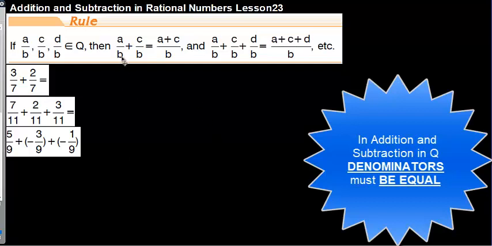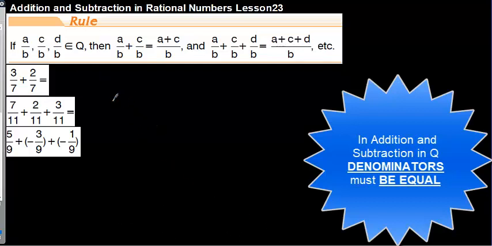If the denominators are not equal to each other, you cannot do addition and subtraction operations in rational numbers. If the denominators are not the same, you need to make the denominators the same, then you may continue your operation. Okay, then if there are three terms like a over b, c over b, and d over b, if we try to add them, we are going to write a plus c plus d over b. Here there are some exercises.